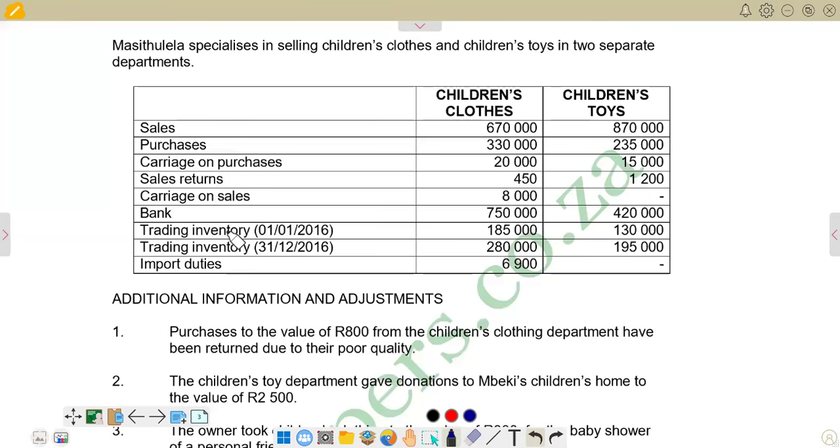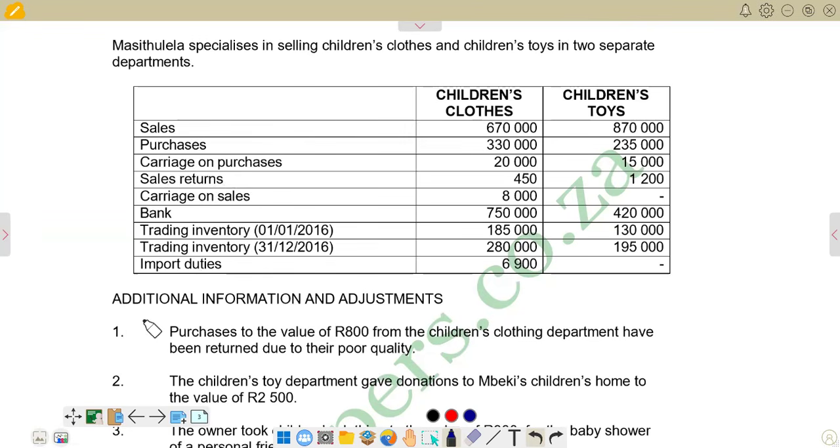If you go down, you'd see the other information that is going to affect our trading, I mean our purchases account. You would see that we do not have any other information that is going to affect our purchases. So we can go to additional information to check other information that we are given.